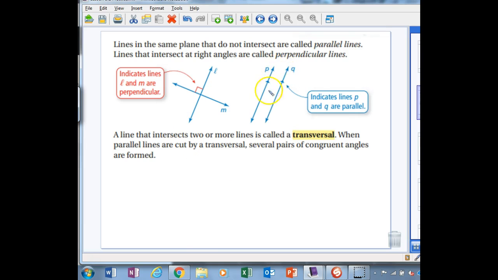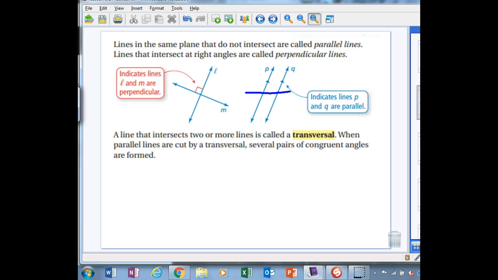So whenever you have two parallel lines, you're going to have a line that intersects those parallel lines. This is going to be called a transversal. Okay, so this line here that intersects my two parallel lines is the transversal. All right, I'm going to go on to the next slide. You guys ready?